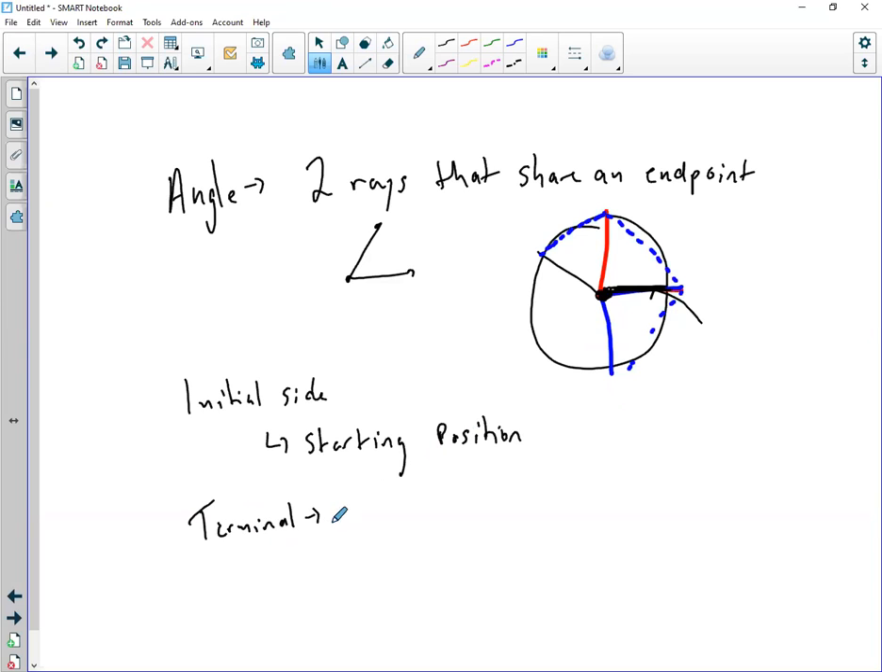Wow, my handwriting is absolutely atrocious on this. It's even worse than in real life. So the terminal side is where the angle ends. So this is where the angle ends, and it's really talking about the ending position.